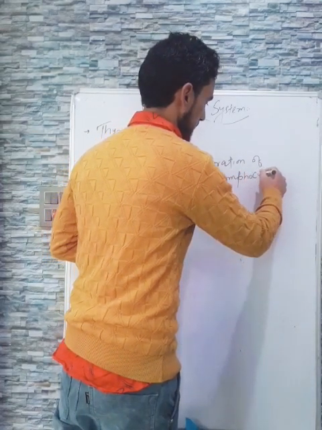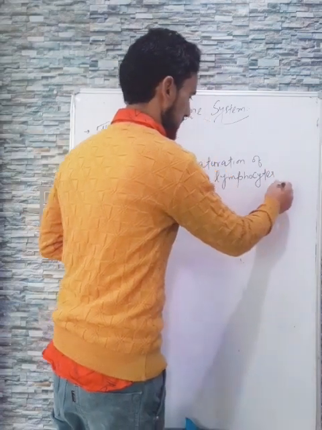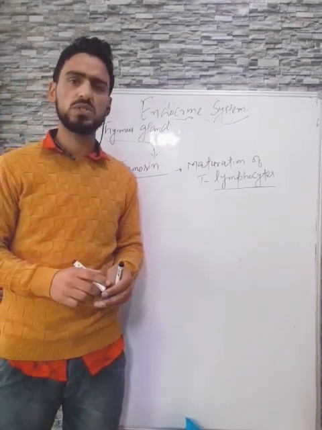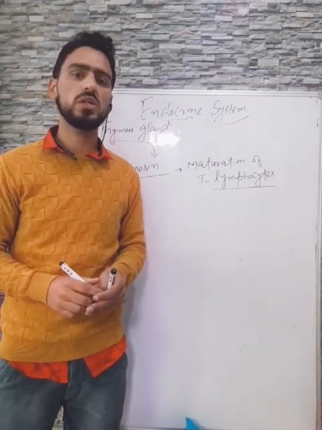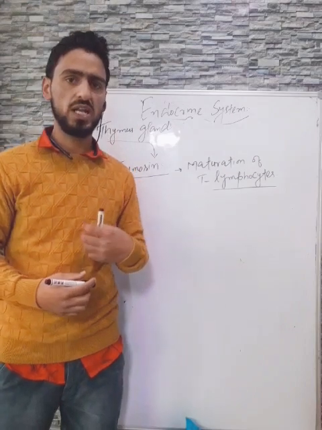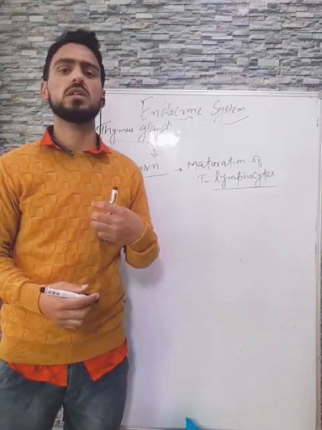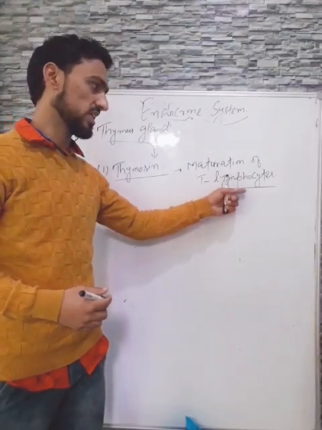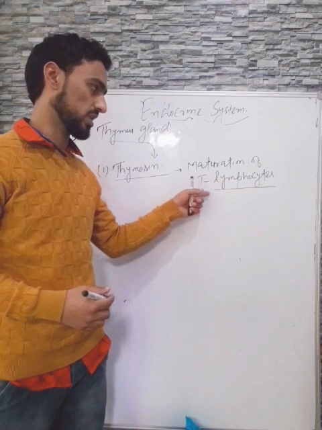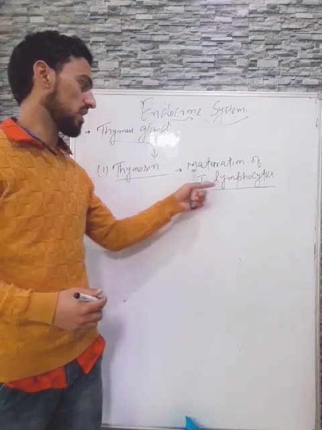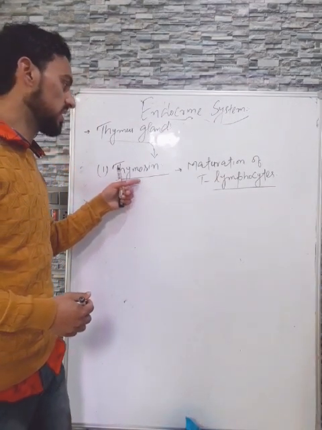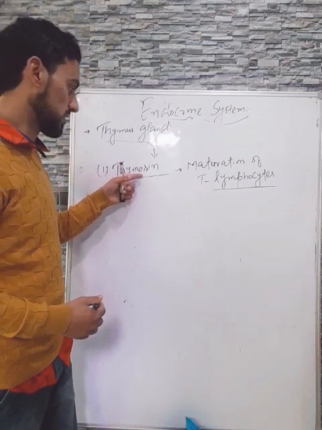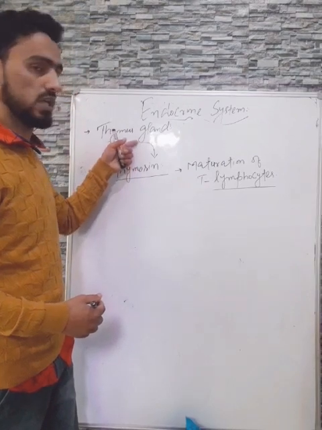lymphocytes. As you know, lymphocytes are a type of WBCs, and these WBCs are a very important component of our immune system, which helps our body to fight against various types of infections. Special types of lymphocytes are known as T lymphocytes. Those T lymphocytes get matured with the help of the hormone known as thymosin, which is secreted by the thymus gland.